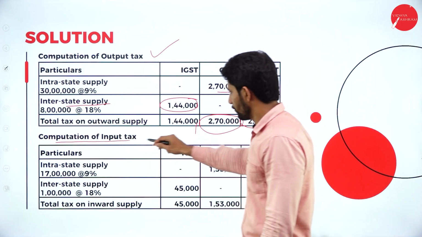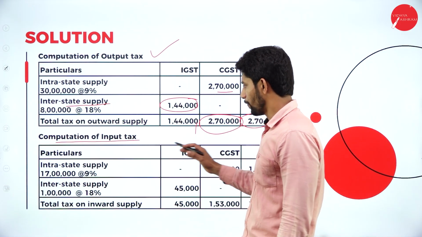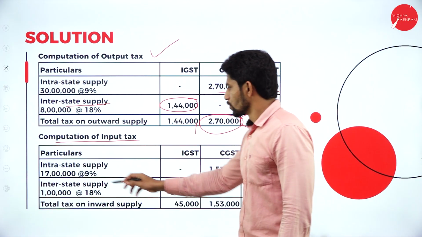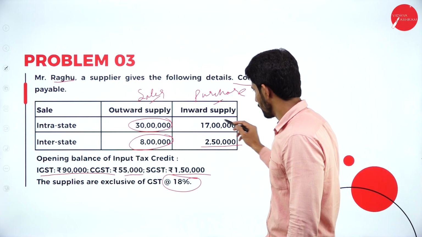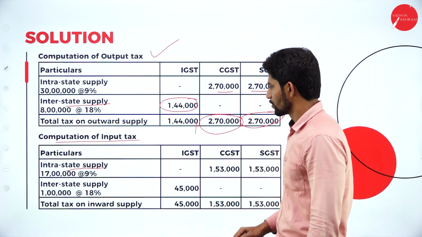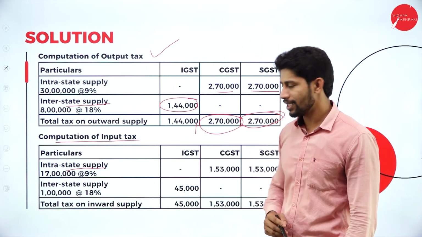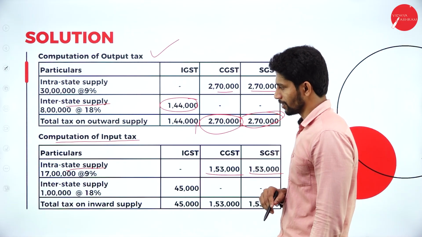Next, computation of input tax. Same format, particulars, IGST, CGST and SGST. So intrastate supply with respect to purchase. So what is the intrastate supply we have? 17 lakhs. So 17 lakhs into 9% each for CGST and SGST, you will get 1,53,000, 1,53,000.